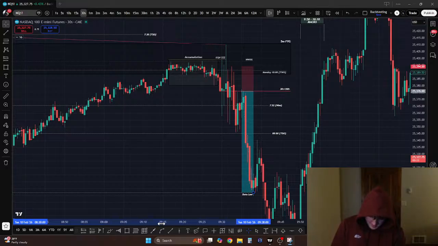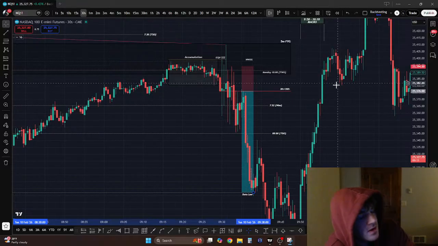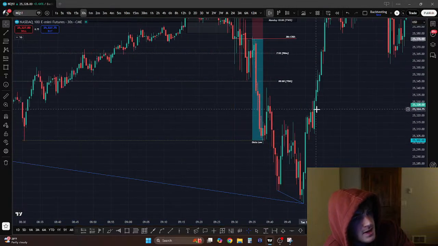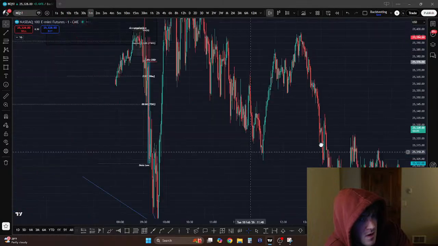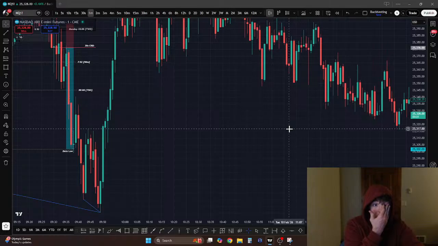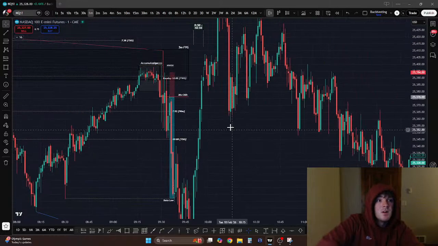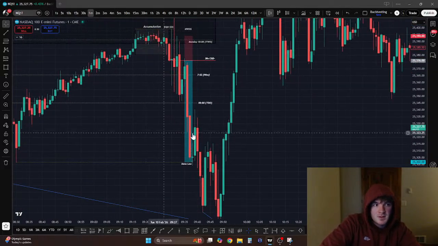Frame pin bar. All right. So, kind of want to look at something else now. But yeah, guys, it makes a lot of sense what happened and why it did. There were definitely shorts and there were definitely longs.